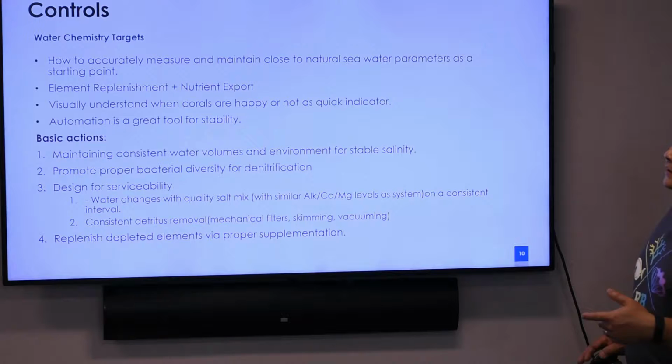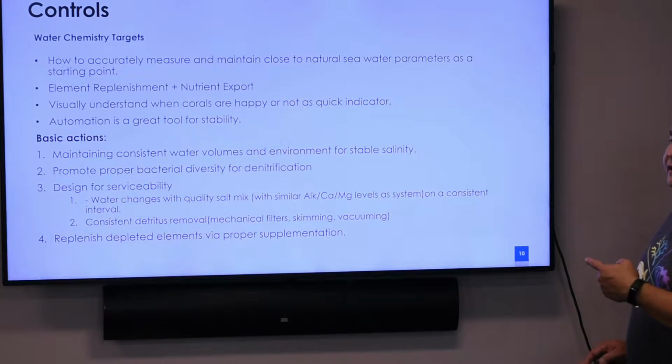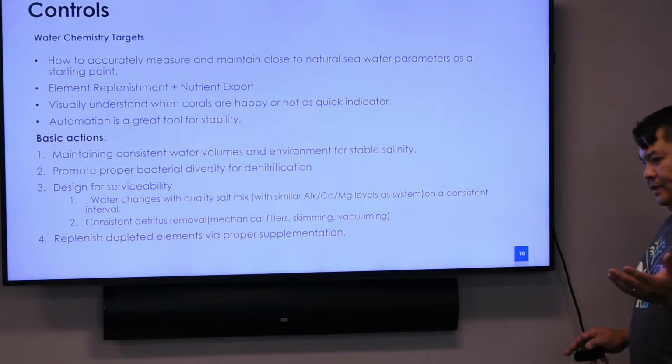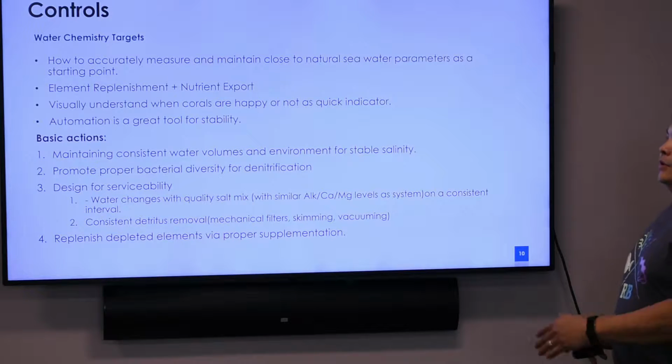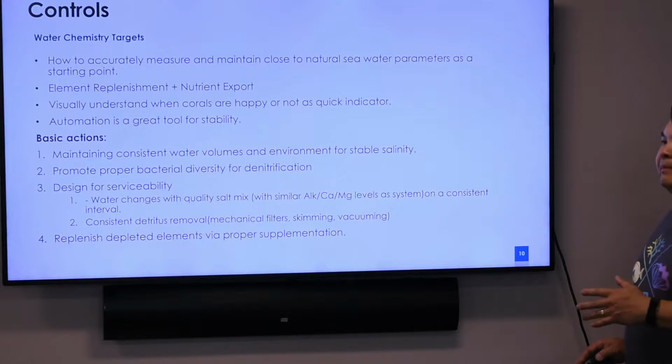And design for serviceability. If you can't service it, you won't do it. Right? If the sump is buried in there and you can't get into it, how often do you think you're going to be cleaning it? So plan for serviceability. Make it accessible. Make it close to the sink.